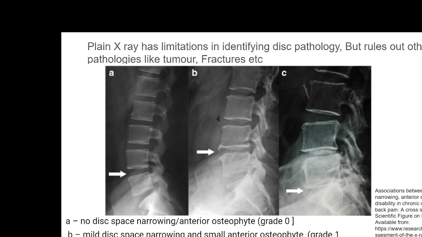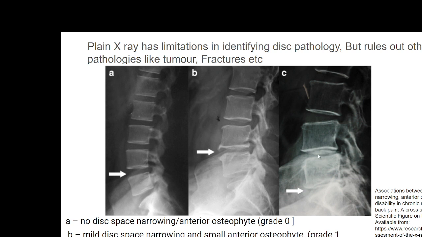In the plain X-ray in the initial stages there will be no changes, it looks normal, and that's what we call grade 0. At that stage the diagnosis depends upon the clinical symptoms. But in the next stage there will be disc space narrowing, and there could even be osteophytes, and usually the osteophytes start at the anterior side. Then there could be a spondylolisthesis.